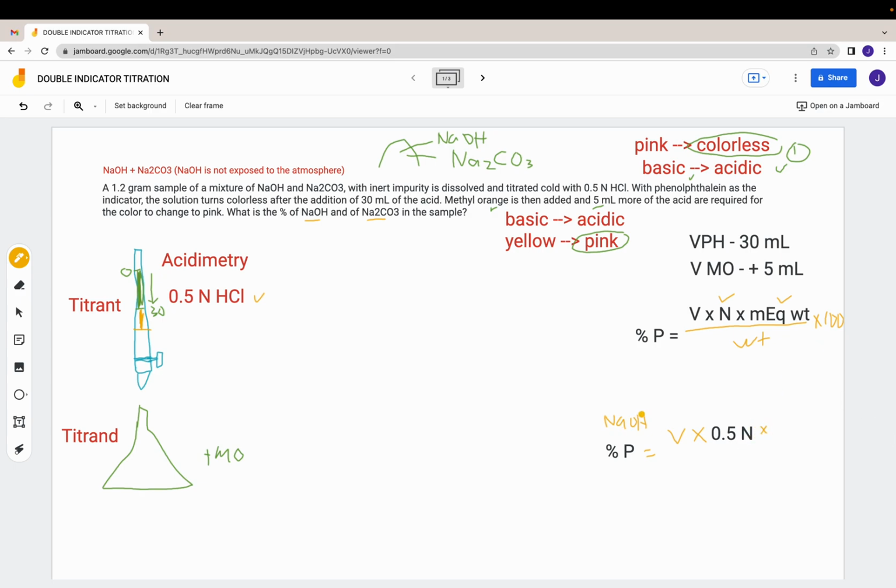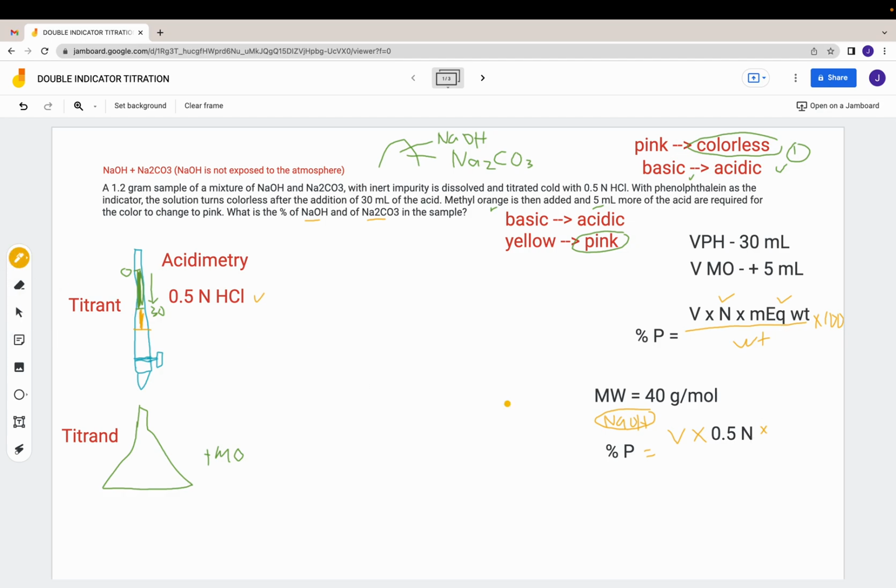Again, whatever is your sample here that you're looking for in terms of purity, you'll be using its MEQ weight. Sodium is 23, oxygen is 16, and hydrogen is 1. So that gives you 40 as the molecular weight. Again, just in case you don't know, the molecular weight of your sodium hydroxide is 40 gram per mole. Now, given that it's 40 gram per mole, you have to find the MEQ weight, and that's easy.